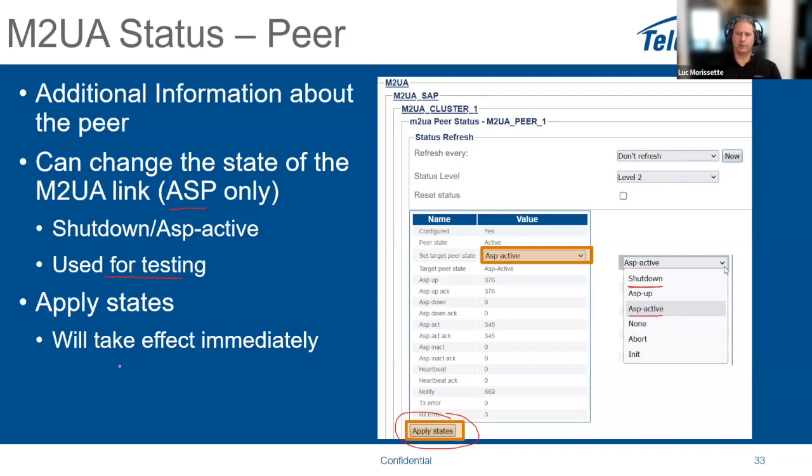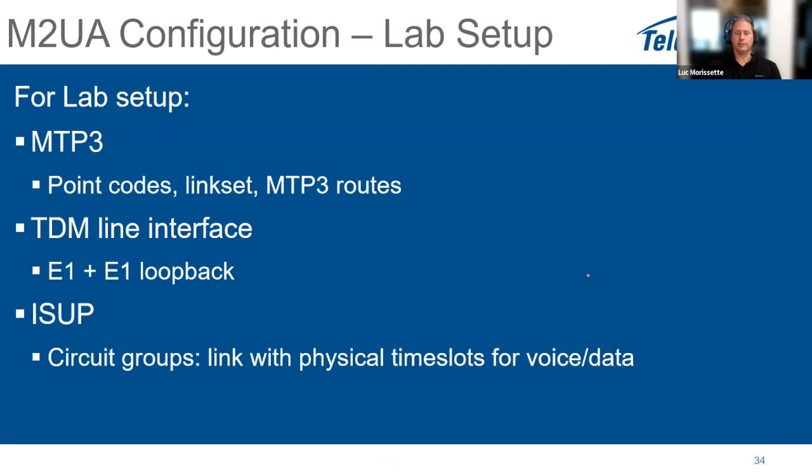So the M2UA links, well, here it's a peer. So if the peer has more than one M2UA link, all of them will go down at the same time. And the SCTP association will go down as well. And then you can change it back to ASP active and apply states. There are other intermediate modes here which are not as useful. And it's used for testing, so you can see if it comes back normal on different setups.